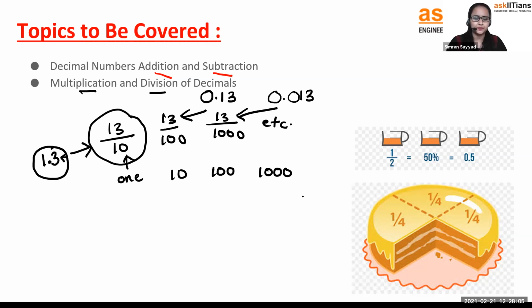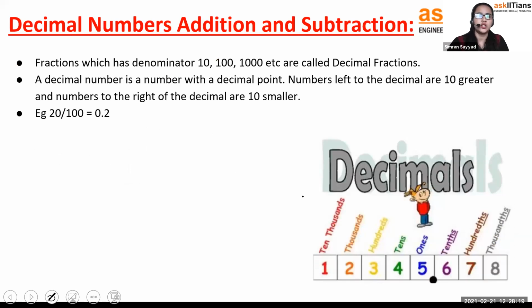You have to count the number of zeros in the denominator, and that many places you have to count from the left side, and accordingly you have to give a decimal point. Perfect. So I said what decimals are. Here we are going to see how you can add and subtract the decimals.